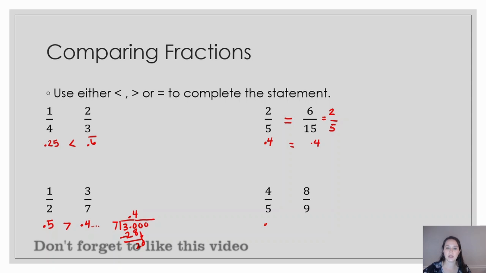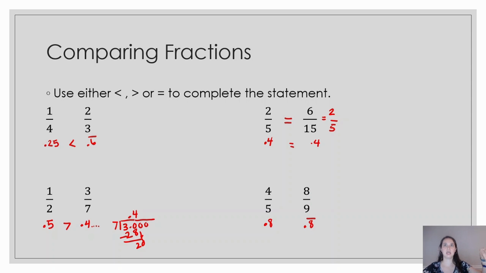And then 0.8, I'm just pulling these from my chart from the last page, is 4 over 5. 8 over 9, kind of a trick with these, I guess you could memorize them. Anything over 9 is just whatever it is repeated. So 8 over 9 is 0.888888888 forever. And that's actually bigger than just 0.8, because this would be 0.80 and this would be 0.88. So it's like 80 cents versus 88 cents. 88 cents is more.